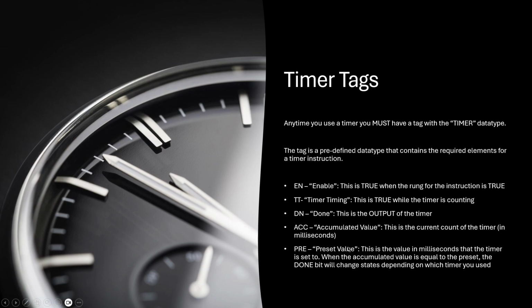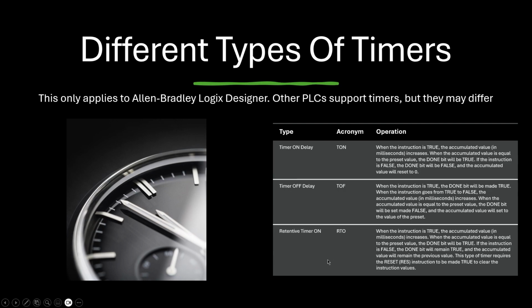Now, we made a comment earlier about how there are different types of timers within the software. So let's take a look at what those are. There are 3 main types of timers that you're likely to run into when dealing with Studio 5000. These 3 are listed here.